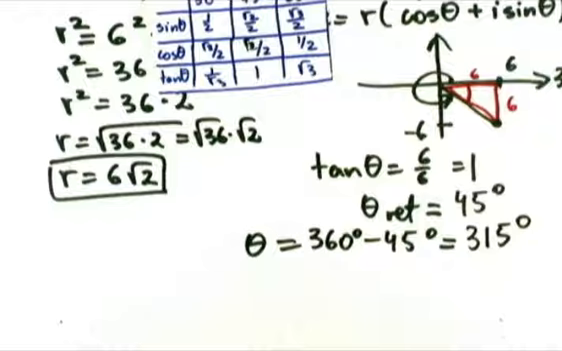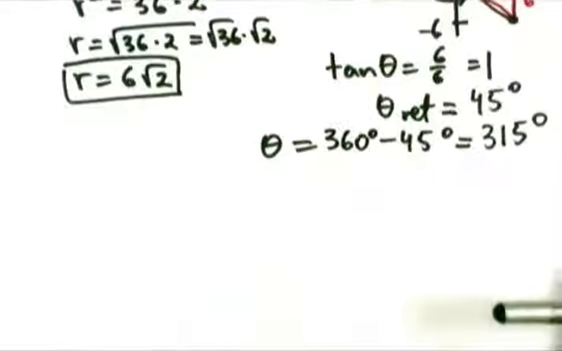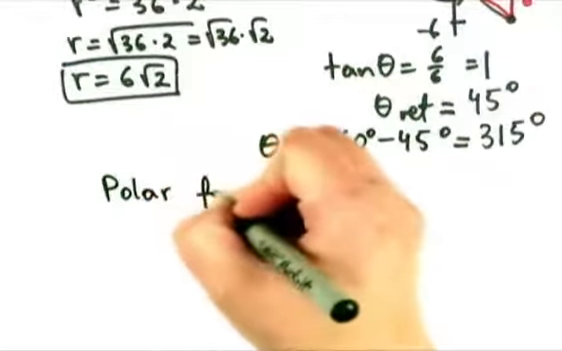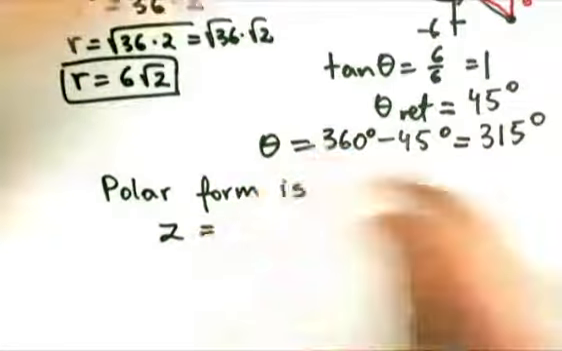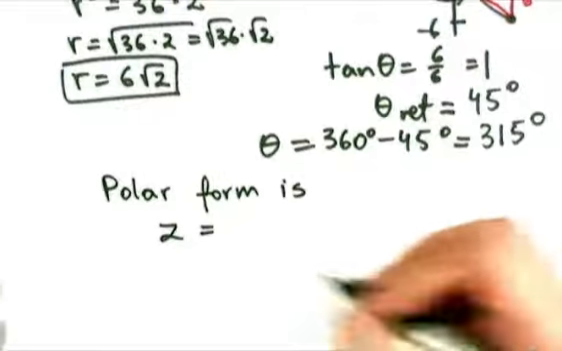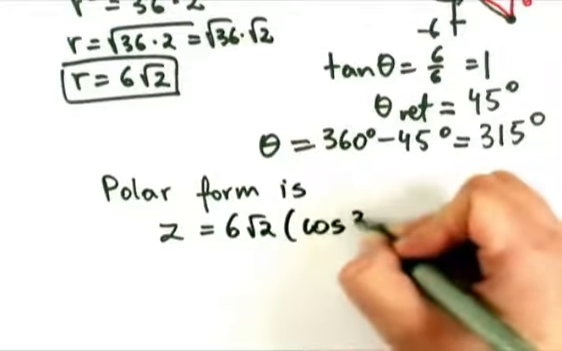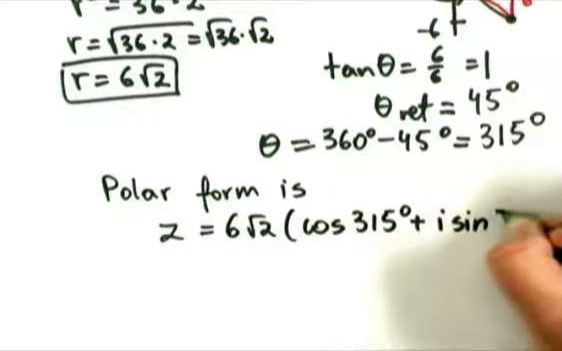So the polar form of my complex number is z equals r, which is 6 root 2, times (cos of my angle 315 plus i sine 315).